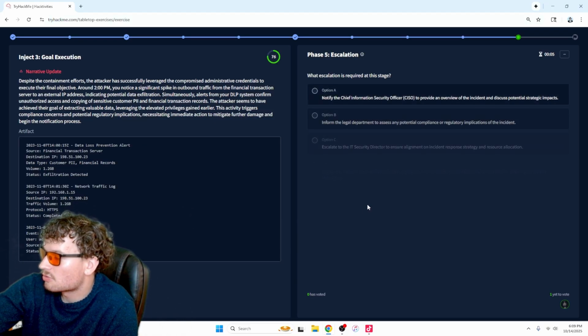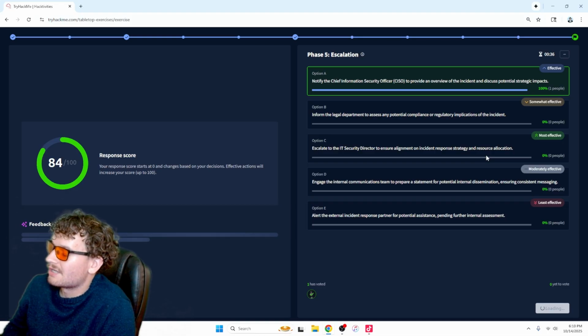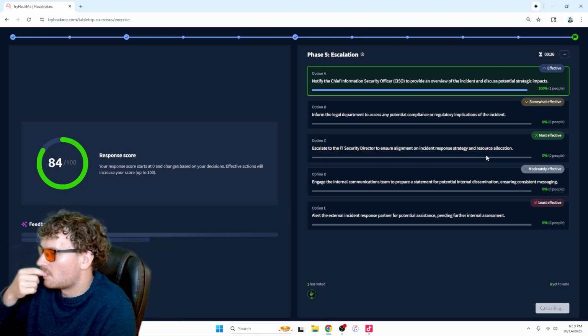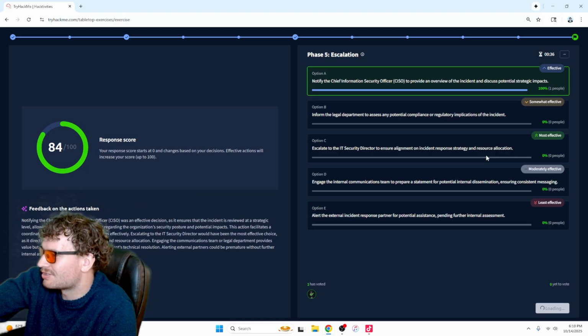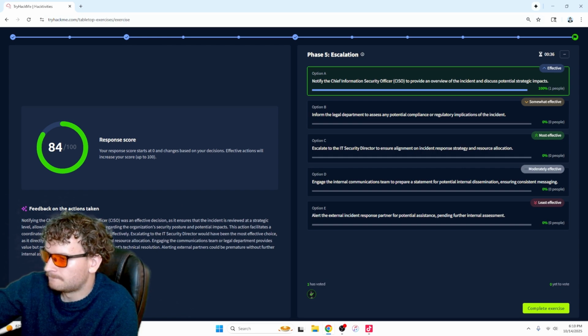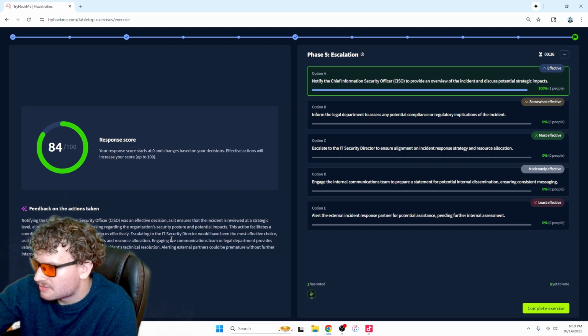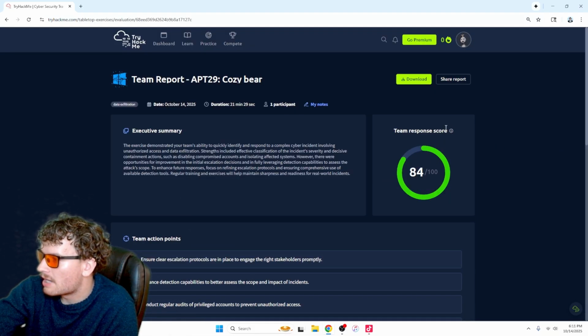What escalation is required? I said notify the CISO to provide an overview of the incident and discuss potential strategic impacts, because basically we've already contained the threat and escalated it to the IT security director to ensure alignment on response strategy and resource allocation. We already did that, but it's still marking it as most effective. It ensures the incident is reviewed at a strategic level. It says here that escalating to the IT security director would be the most effective choice, as it supports tactical response efforts and resource allocation. Okay, makes sense. It looks like we got an 84 out of 100.